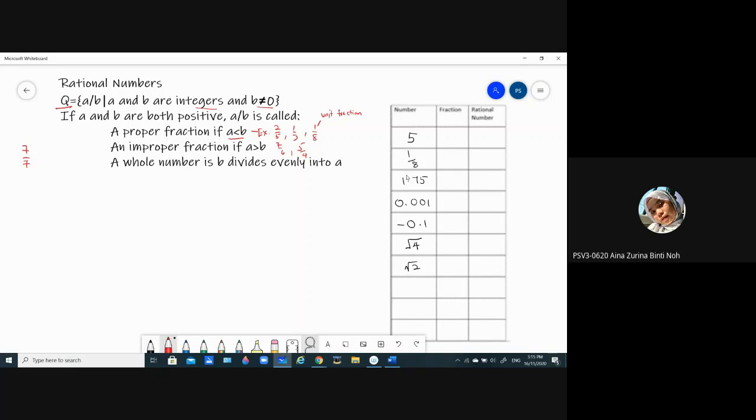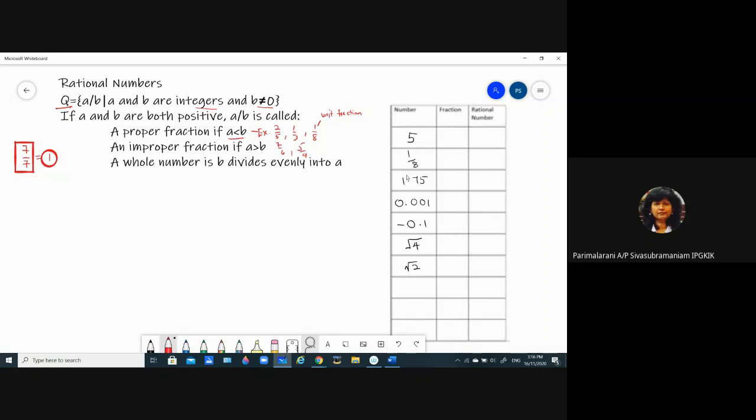Whole number. Is it a whole number? 7 over 7 is equal to 1. Yes, 1 is a whole number. But when I write it like this, it is in the form of a fraction. It is written as A over B. A is 7, B is 7. So now it is in the form of a fraction.